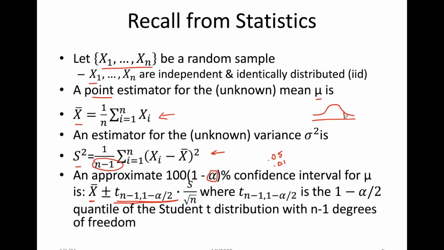But the idea is that the area in these tails is alpha over 2. And so this value right here, this is where that t value is. This is that t of n minus 1 degrees of freedom, 1 minus alpha over 2. So that's, in a way, kind of like a fudge factor. But then we multiply it by the square root of the variance, which is our standard deviation, divided by the square root of n.